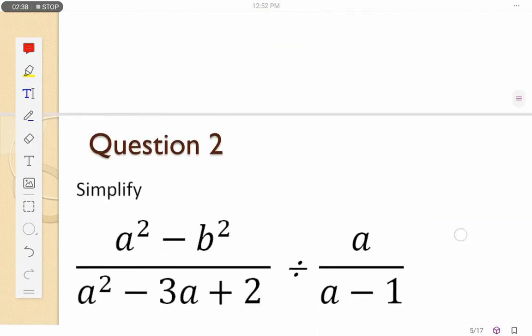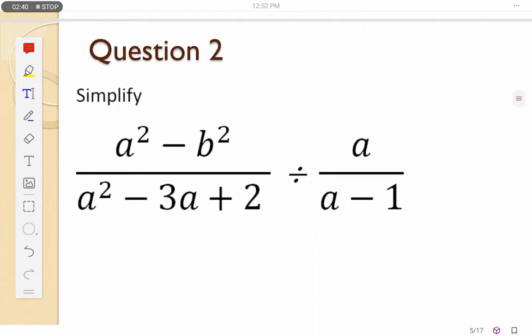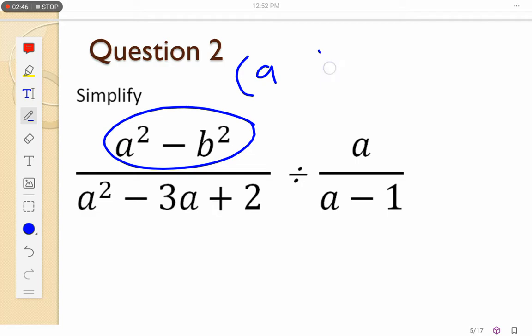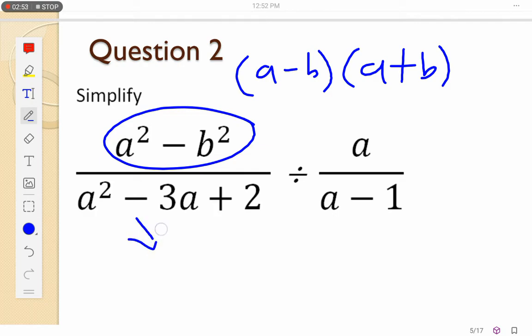Okay, let's have another question. Here I've got this question. So for this one is a perfect square. When we have a perfect square, we have a minus b, a plus b. Then this one here, I can simplify it and factorize. I'll get factors of a minus 1 and a minus 2. These are the factors for this one.